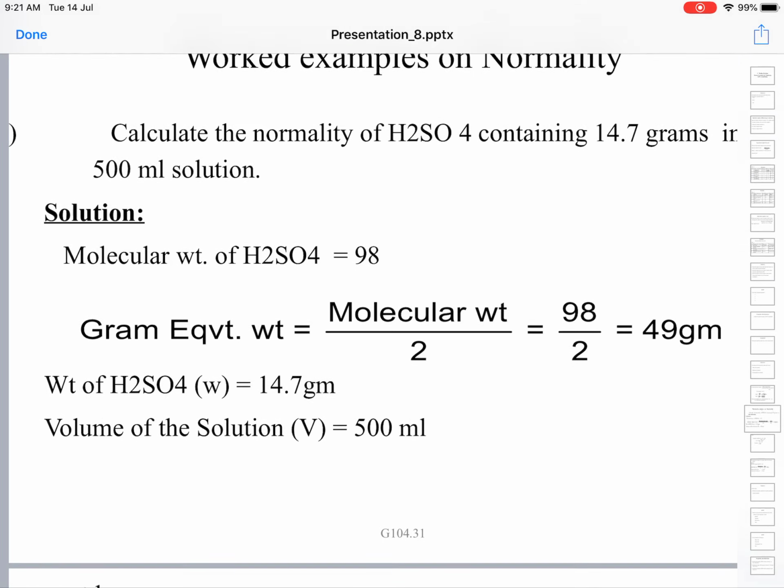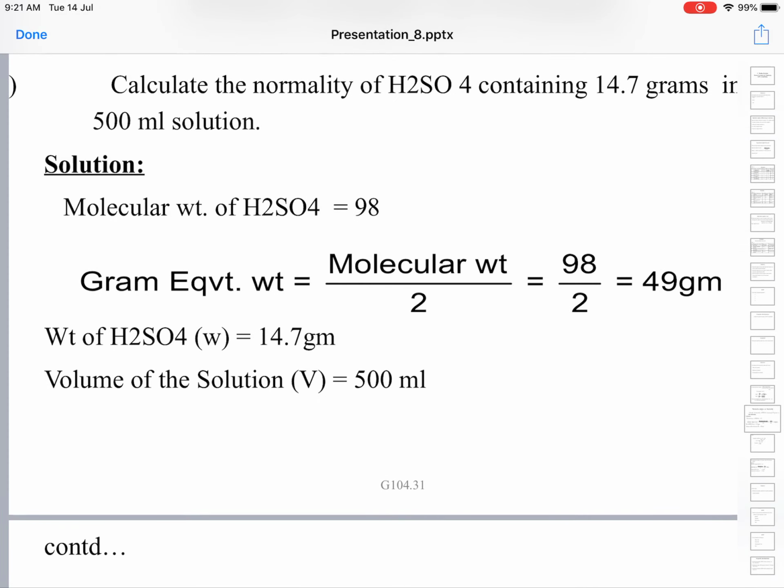A few worked problems on normality. Calculate the normality of H2SO4 solution containing 14.7 grams in 500 ml of solution. Gram equivalent, first let us calculate the molecular weight. Even for the normality problems, we have to start with the molecular weight, then go for the equivalent weight, then write the formula and substitute.